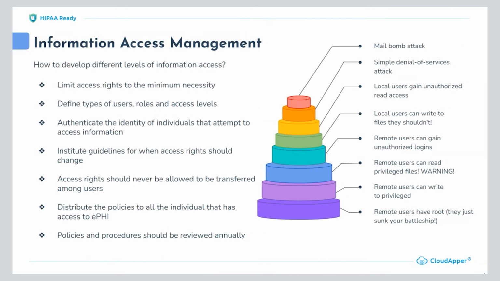How to develop different levels of information access. Limit access rights to the minimum necessity. Define types of users, roles, and access levels. Authenticate the identity of individuals that attempt to access information. Institute guidelines for when access rights should be changed.